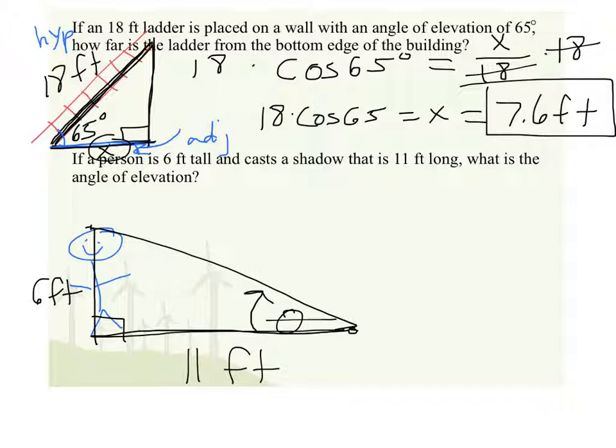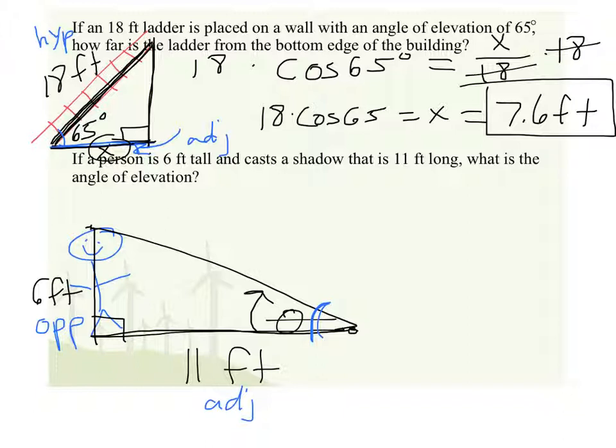Now the difference between this example and the one I just did is this one involves an unknown angle. All right, if you remember back to day one, this is a problem where we will have to use the inverse function. Now we still have to pick the correct trig function, though I think this situation is actually a little more clear as to which one to use. If I'm using theta as my reference angle, which I have to because it's the angle I'm trying to find, 6 feet is opposite, 11 feet is adjacent.